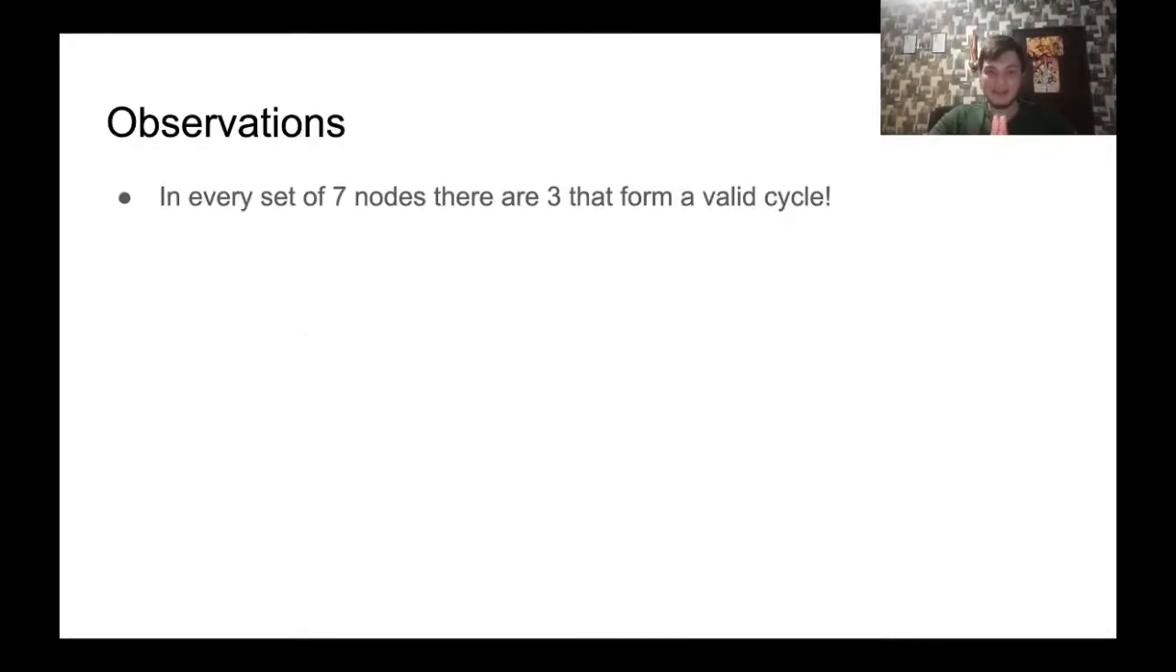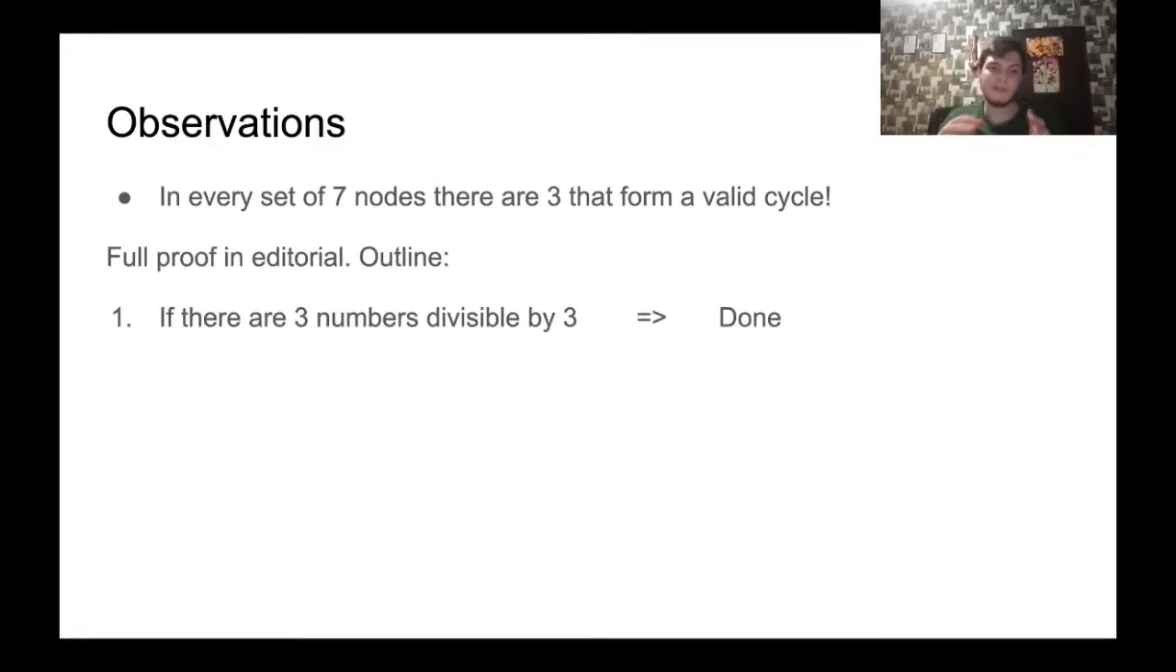So yeah, the main observation is that in every set of 7 nodes, like just choose whichever 7 numbers, there are definitely exactly 3 of them. Let me state it in another way. You can always select 3 numbers so that they form a valid cycle, like a prime-ful cycle. Note that 3 is a valid number because it's prime. So yeah, you can always choose 3 numbers. And yeah, basically, the full proof will be in the text editorial, and here I'm gonna just outline the main idea of how to actually get this observation.